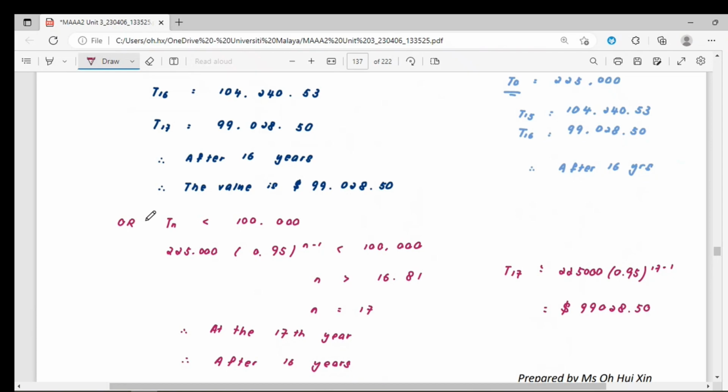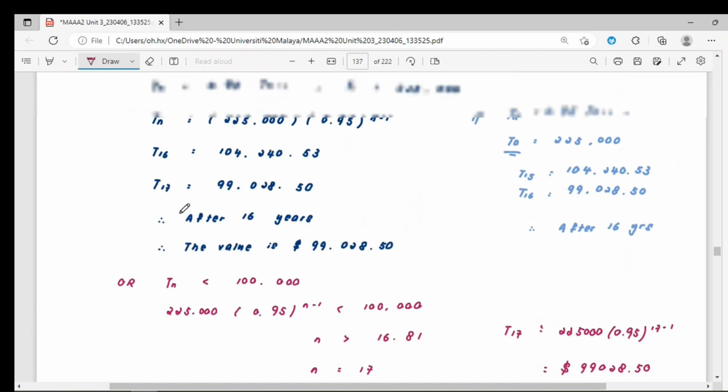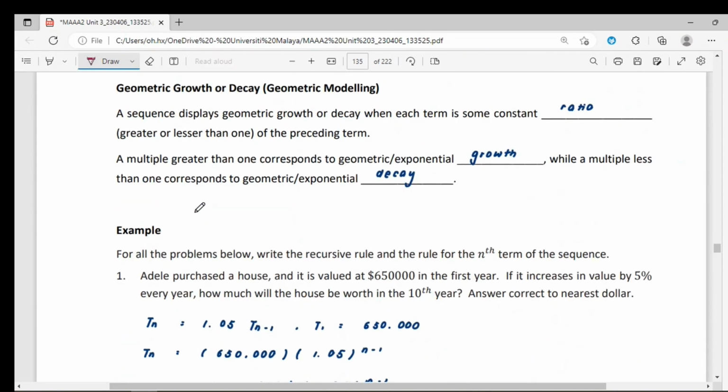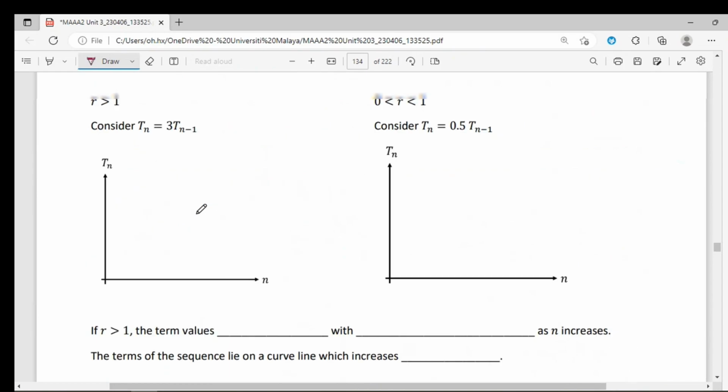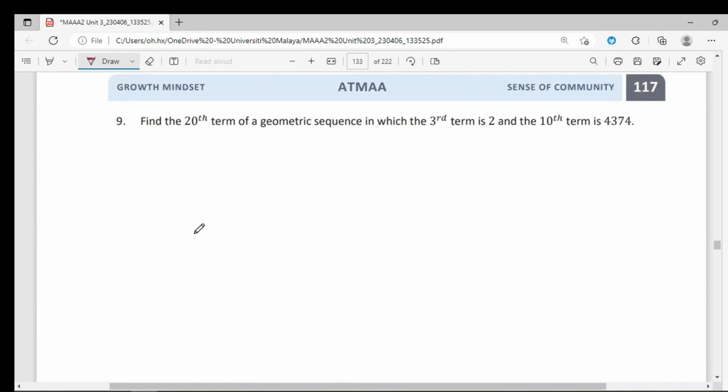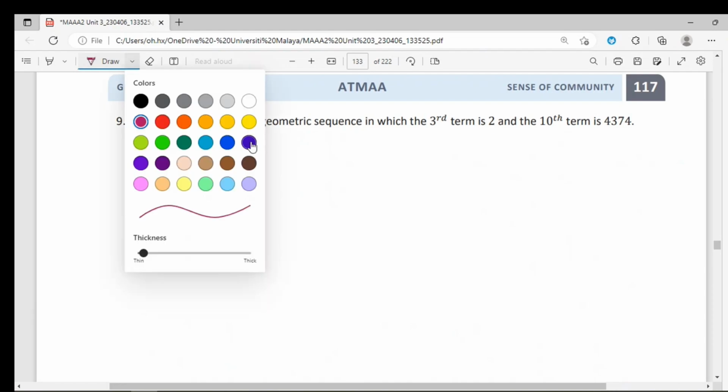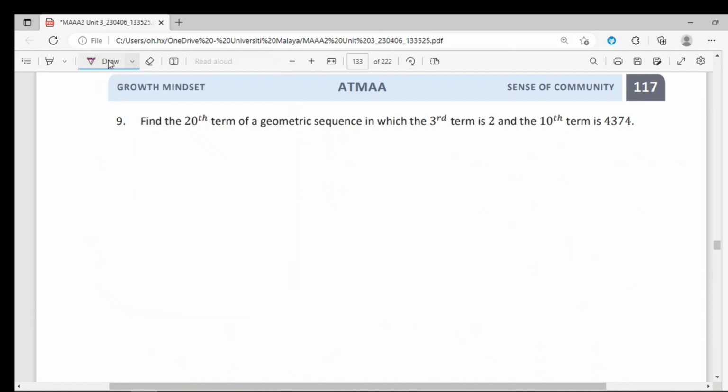Now we need to go back to question 9 just now, at page 117. Find the 20th term of a geometric sequence in which the third term is 2 and the 10th term is 4,374. We can write down first whatever we have. The question gives T3 equal to 2, and T10 equal to 4,374. Same thing, I'm going to introduce two methods as well.